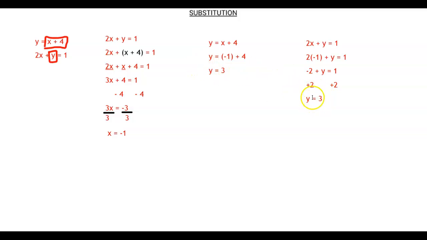So you should be able to see that it doesn't matter which equation you substitute the value of x into, you're still going to get the same answer for y. Right? So my suggestion to you is pick the equation that's shorter or easier or has less negatives or smaller numbers. Okay, so my answer is x is equal to negative 1, y is equal to 3. Here's my solution. Okay, that was the substitution method.